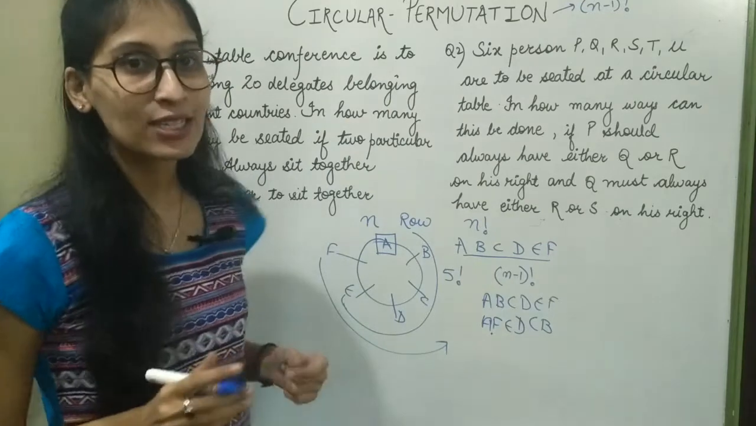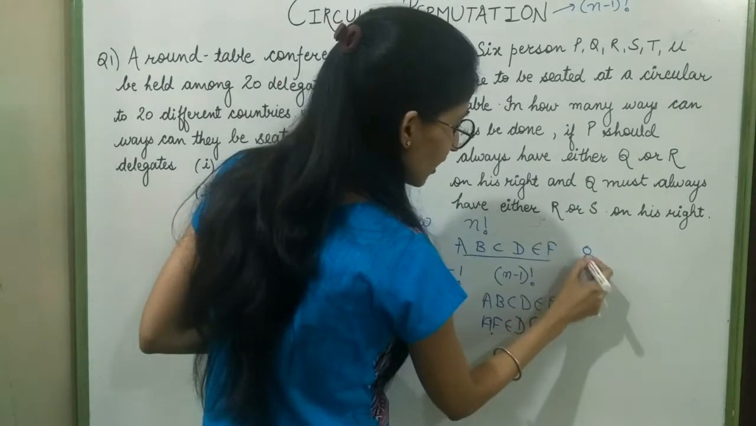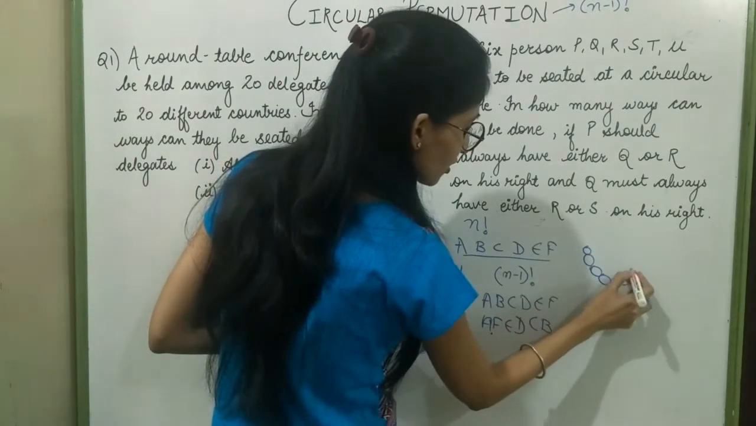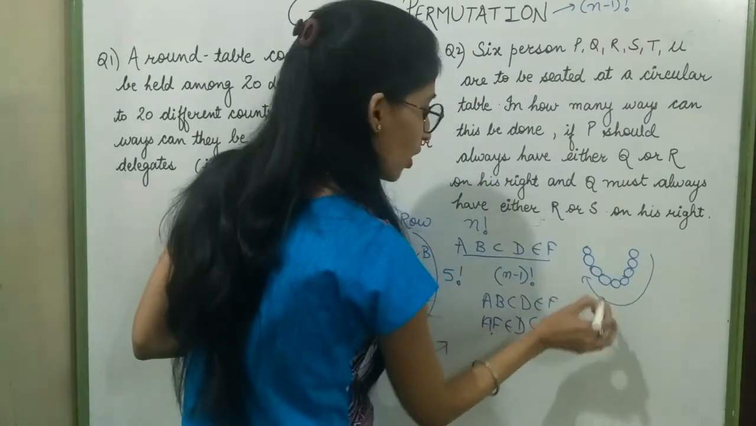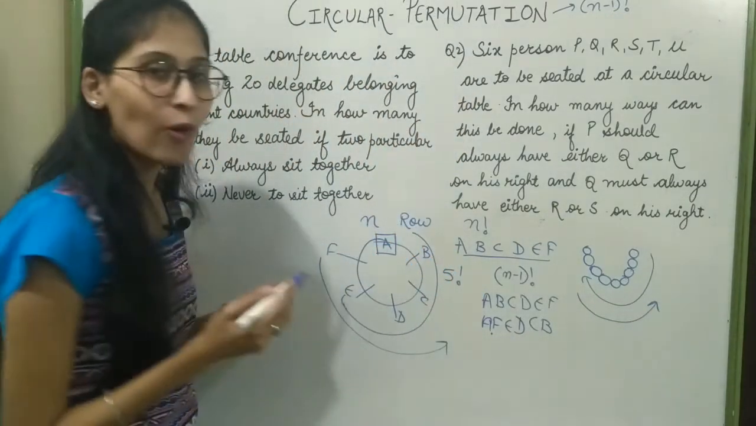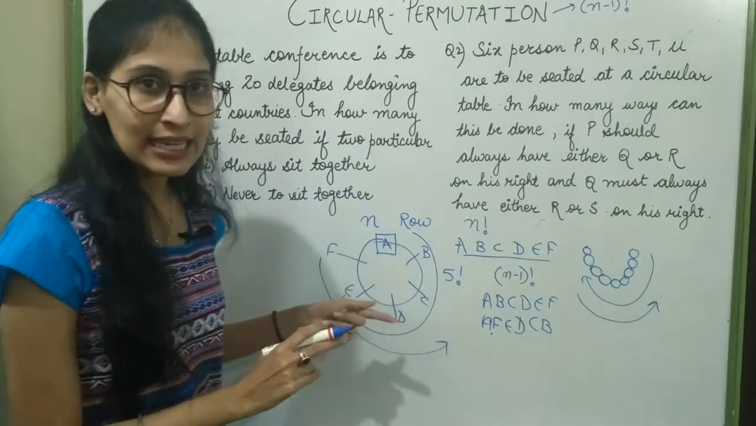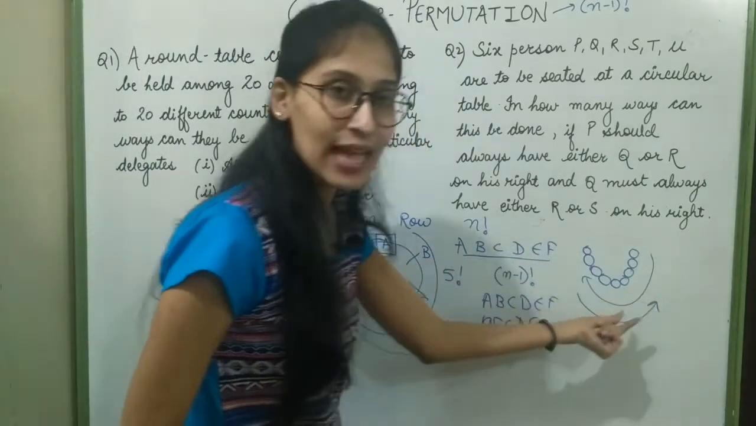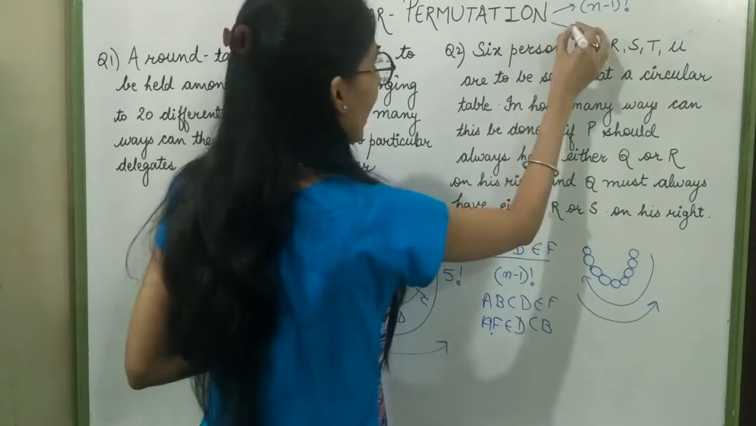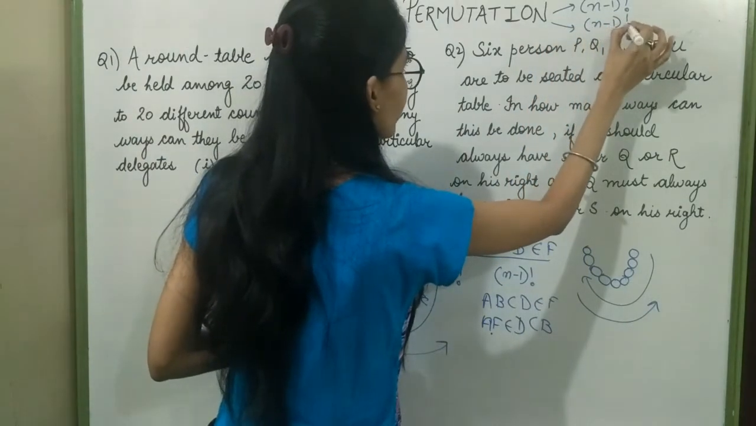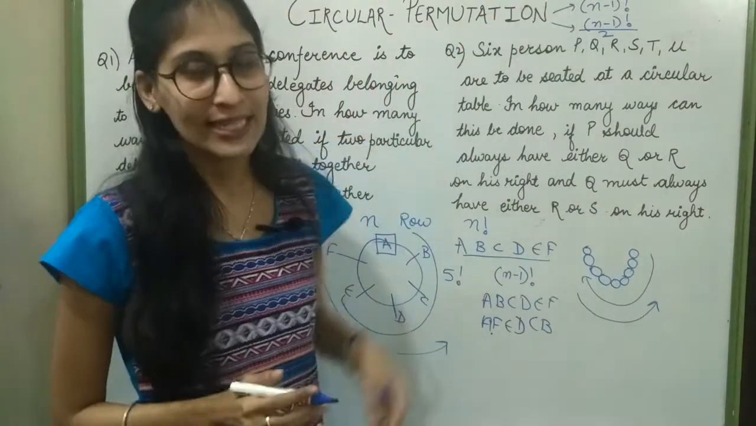But consider the case of the beads of a necklace. In a necklace, the beads are arranged in a circular fashion. Now, if you start clockwise or anti-clockwise, all the beads are the same, there is no difference. So in this case, when anti-clockwise and clockwise give the same arrangement, the formula will be n minus 1 factorial upon 2. So these are my formulas for circular seating arrangement.